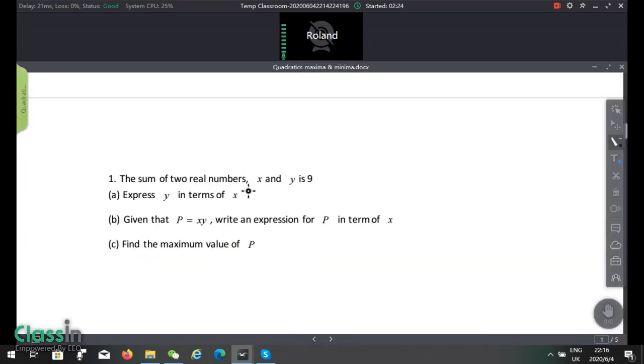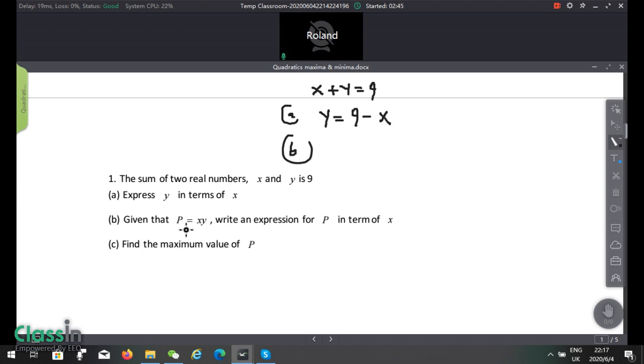The sum of two real numbers, x and y, is 9. Express y in terms of x. We say the sum of these numbers, x and y, is 9. So clearly, to express y in terms of x, y becomes 9 minus x.